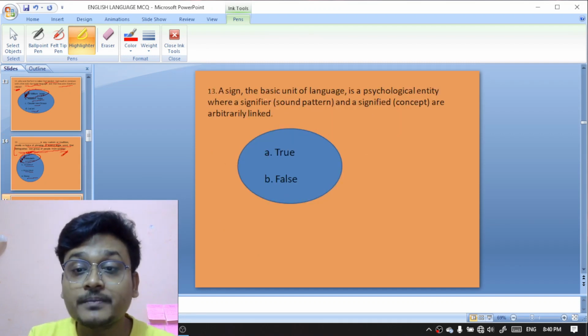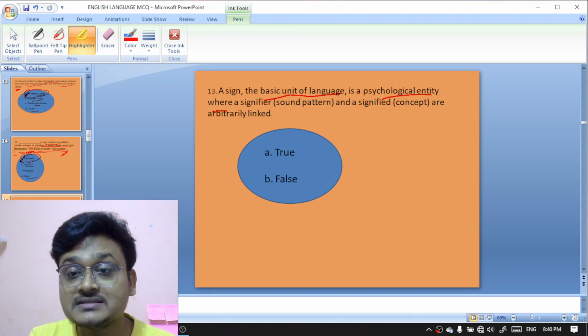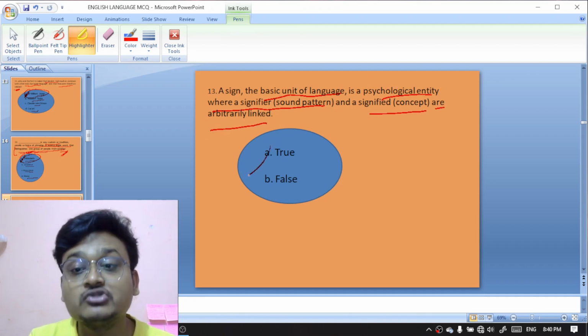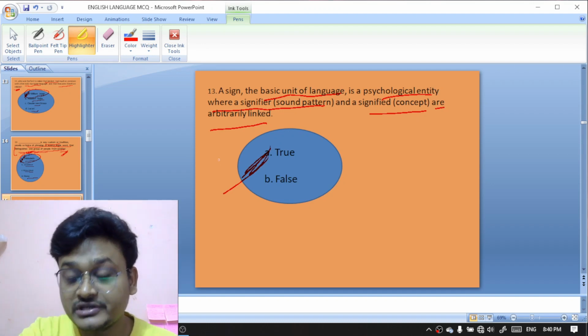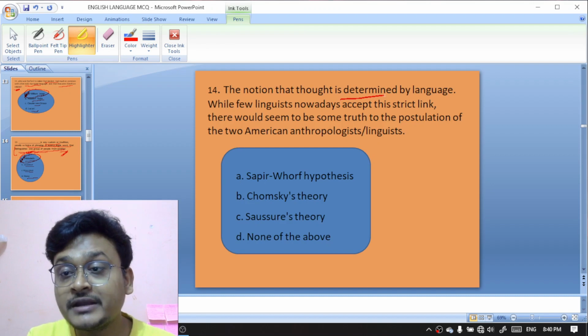A sign, the basic unit of language, is a psychological entity, whereas the signifier, that is the sound pattern, and the signified, the concept, the image, are arbitrarily linked. True. There is arbitrariness.